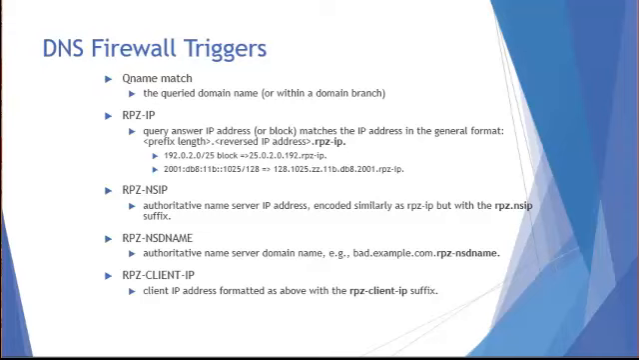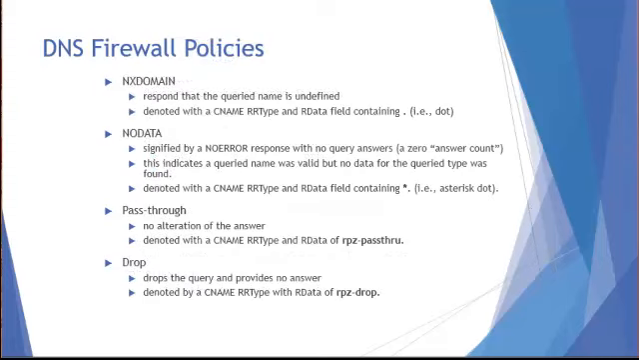rpz.nameserver-IP. So again, you can trigger on the IP address of the name server that's responding. Maybe it's from an address space that's suspect. Likewise, the name of the name server that's responding, you can also trigger on that. And also the client IP address, the device that's issuing the query itself, so you can apply policies based on given source query addresses.